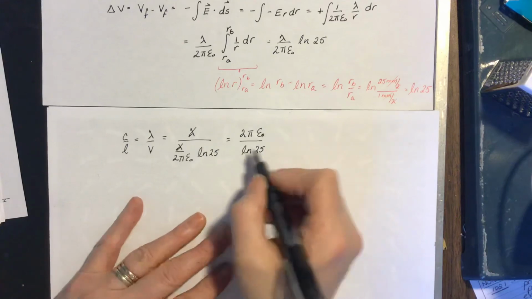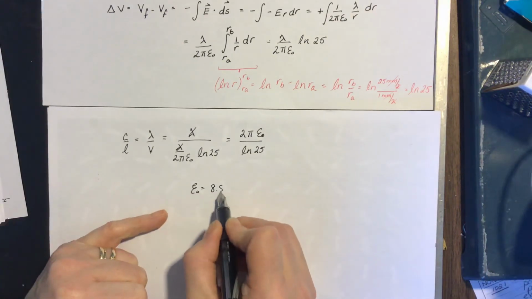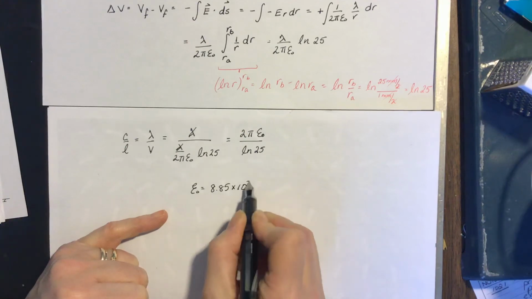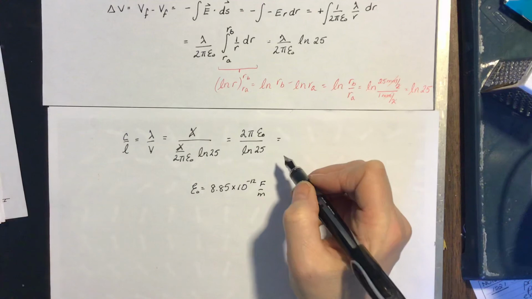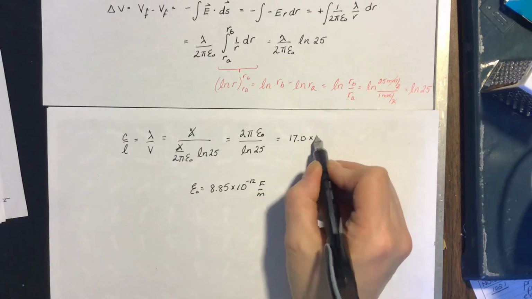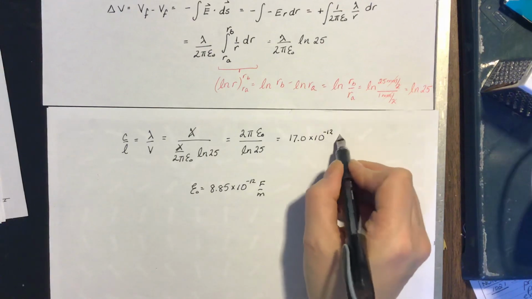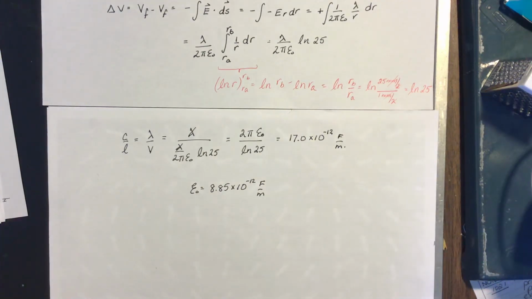Epsilon naught is 8.85 times 10 to the minus 12 farads per meter. Put that in and we work it out, we get 17.0 times 10 to the minus 12 farads per meter. So there's our capacitance per unit length of this Geiger counter.